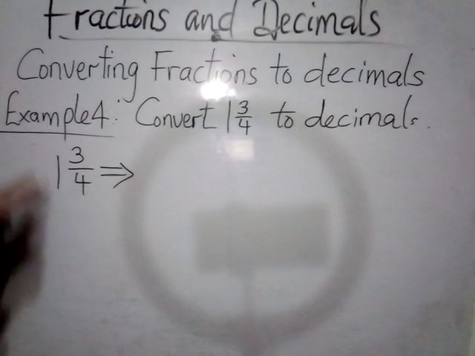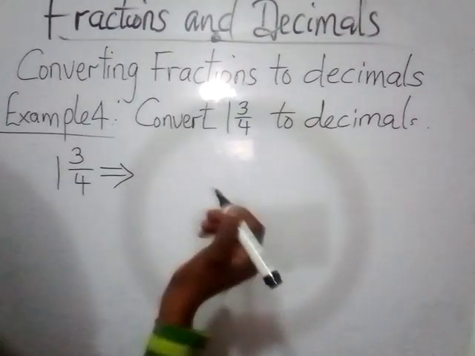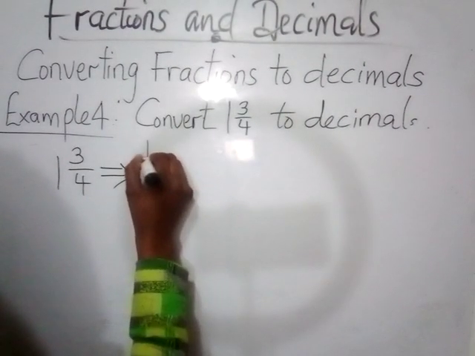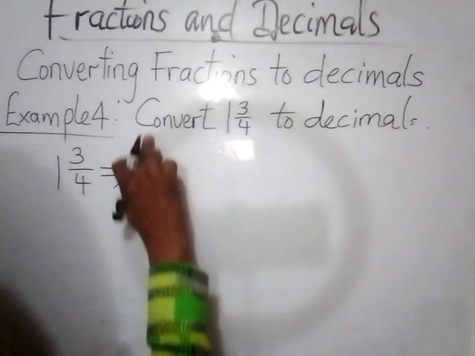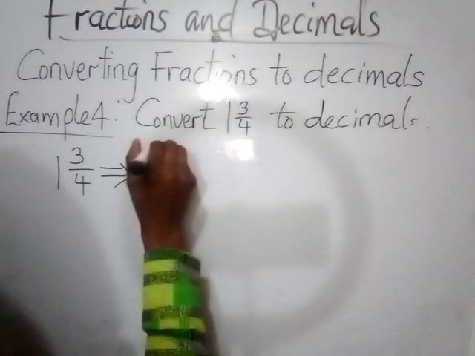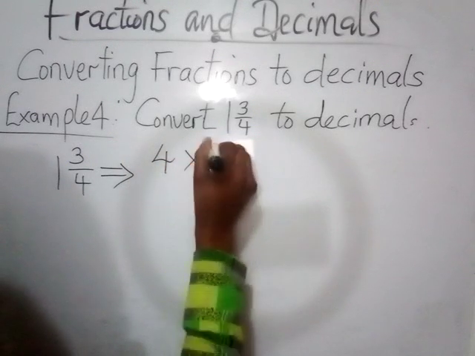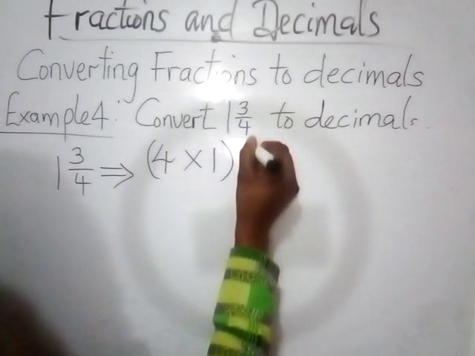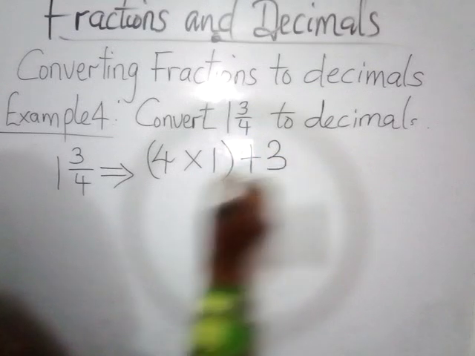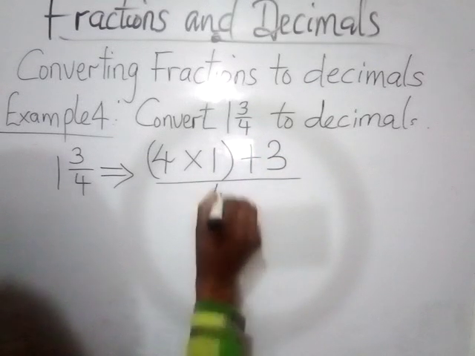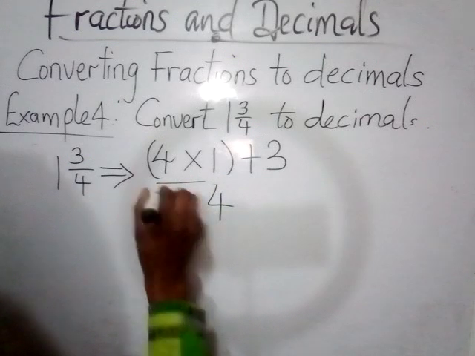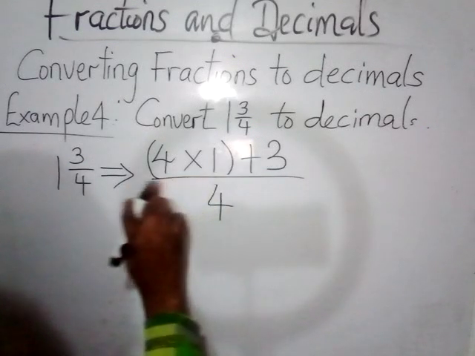So you have one whole number 3/4. So what do we say? No need writing it out, I've already explained it. So you just do 4 multiplied by 1 plus 3. You still keep your denominator.